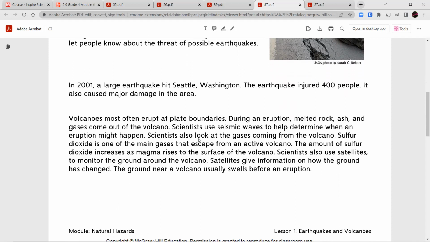Volcanoes most often erupt at plate boundaries. During an eruption, melted rock, ash, and gases come out of the volcano. Scientists use seismic waves to help determine when an eruption might happen. Scientists also look at the gases coming from the volcano. Sulfur dioxide increases as magma rises to the surface of the volcano. Scientists also use satellites to monitor the ground around the volcano. Satellites give information on how the ground has changed. The ground near a volcano usually swells before an eruption.